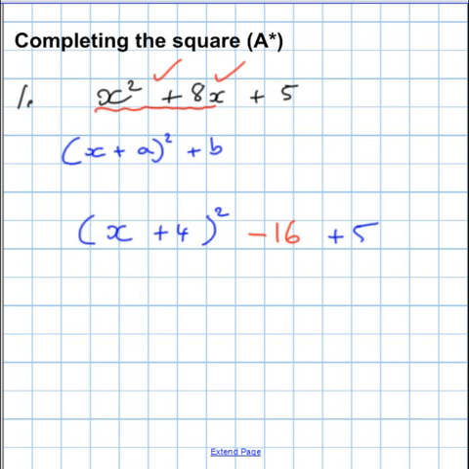So the full answer is x squared plus (x plus 4) all squared, take away 11. Where do I get take away 11 from? Minus 16 plus 5. Just go through that once more.